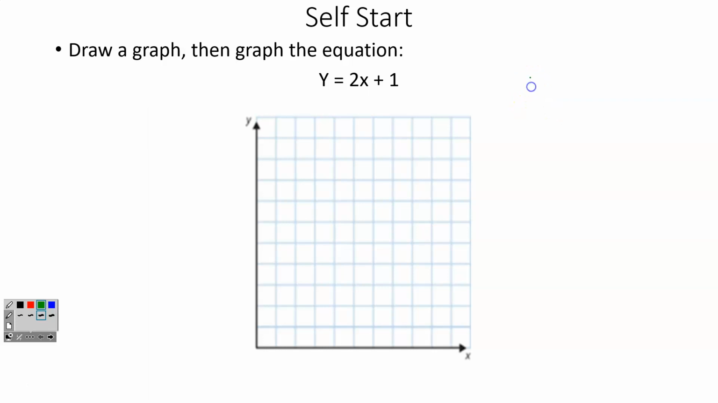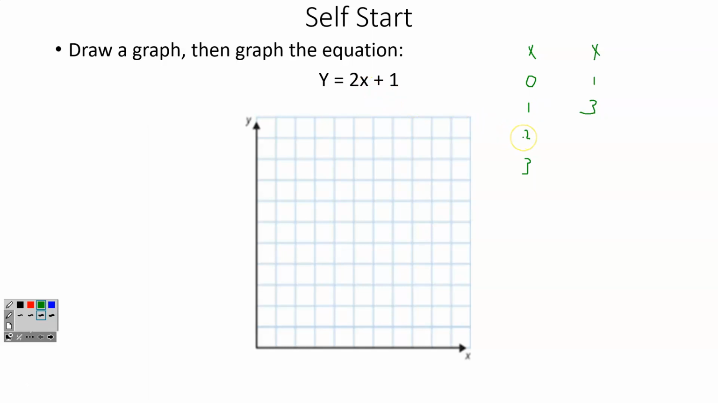So I always keep it simple. I always do 0, 1, 2, and 3 for my x. So what we do is we plug these numbers in for the x in my equation. So instead of saying 2 times x, we're going to say 2 times 0, which is 0, plus 1, which is 1. We're going to say 2 times 1, which is 2, plus 1, which is 3.